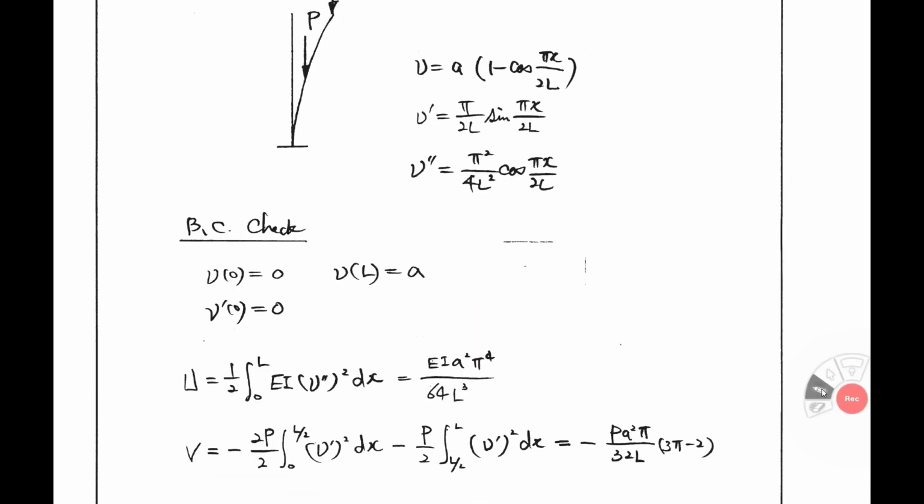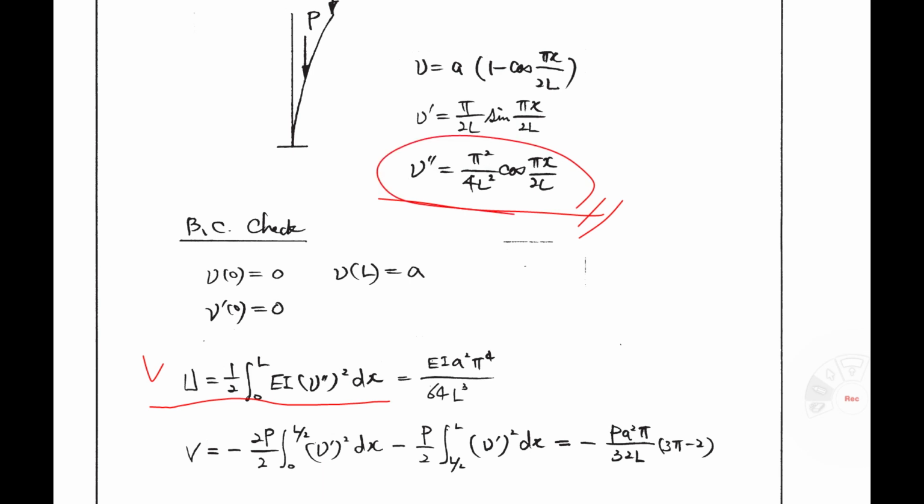You calculate U, strain energy. The strain energy equation is this one. It is a standard equation, with v double prime, so we can use this value. So input this one and integrate, then you get this value. How about potential energy? The equation is this one.